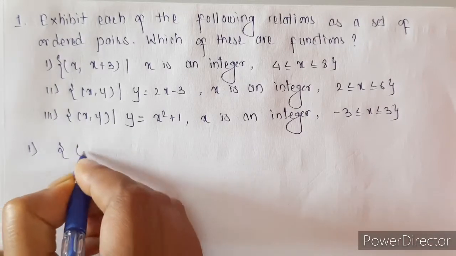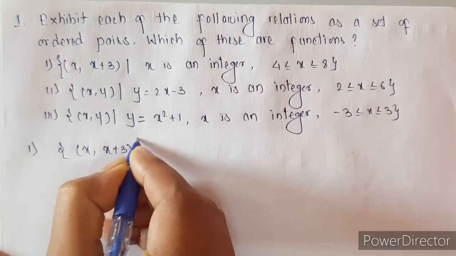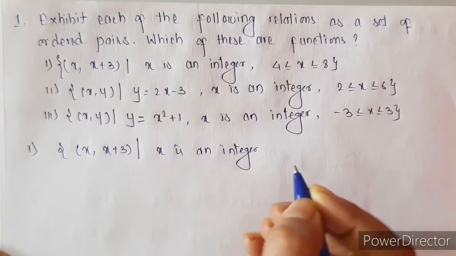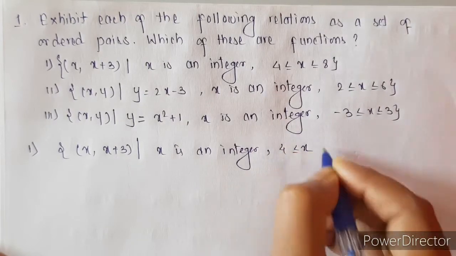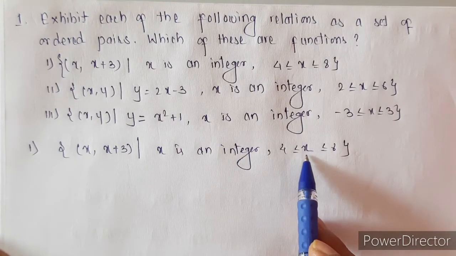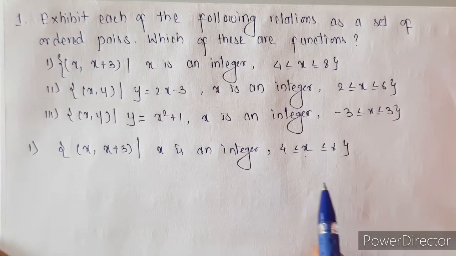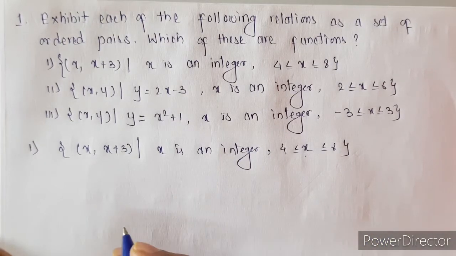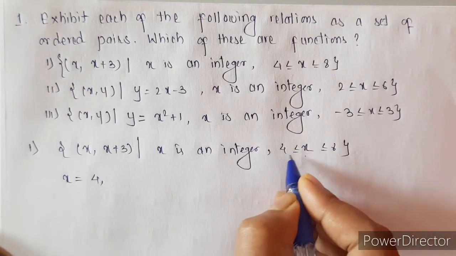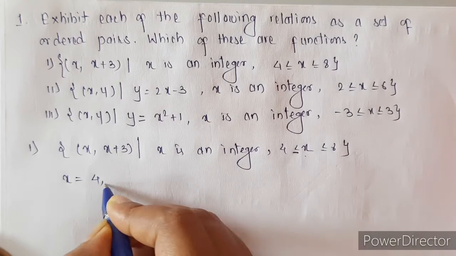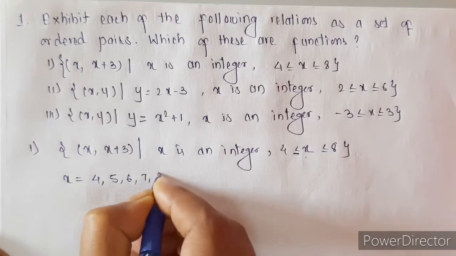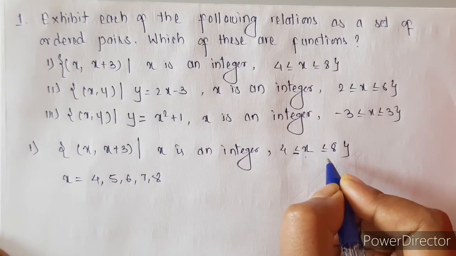The first one is given as the set of (x, x plus 3) such that x is an integer and x lies between 4 and 8. So the value of x here is from 4 to 8: 4, 5, 6, 7 and 8. Let's start with 4. Since it is greater than or equal to 4, we can start with 4, then 5, 6, 7 and 8. Since it is less than or equal to 8, we can even include 8.